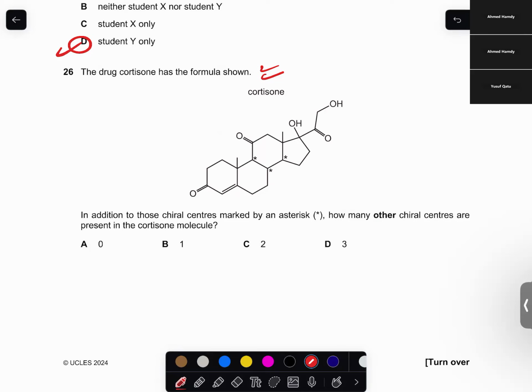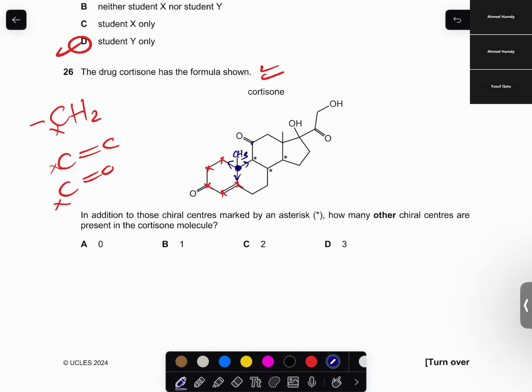We said that there is no chiral center for any carbon that is connected to 2 hydrogen atoms or any carbon that makes a double bond. These 2 carbons are not chiral. Here, not chiral, not chiral, not chiral, not chiral, not chiral. I think this one is chiral. This one is chiral because we have here a methyl group, a CH3 group. This one, this one, this one, this one are different, so it's chiral.